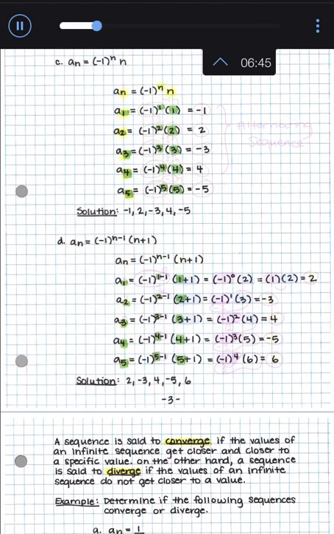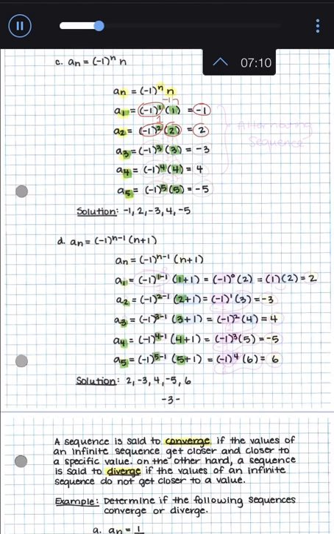So for the first term, a sub 1, we get negative 1 to the first power, which is negative 1, times the 1 will give us a negative 1. But in the second term, we're going to do negative 1 squared, which is a positive 1, times 2 will give us a positive 2.